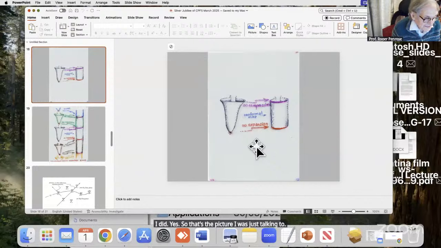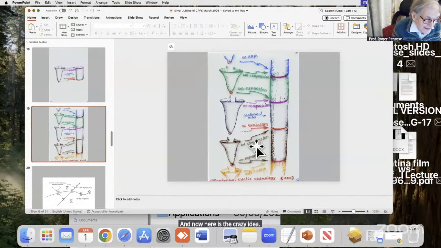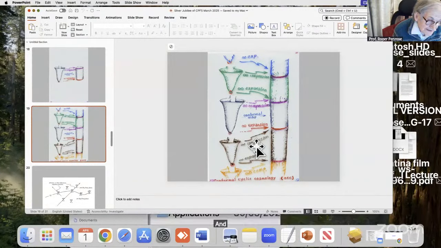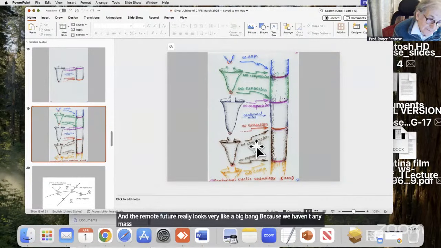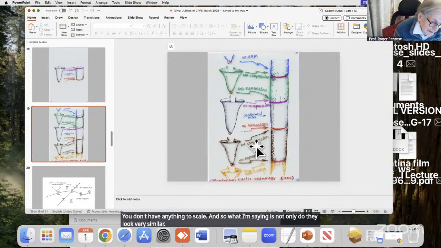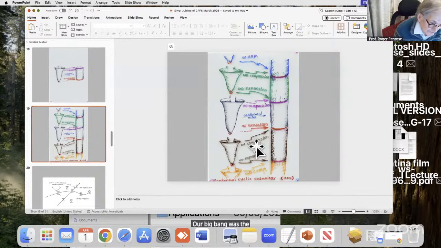And now here is the crazy idea that our aeon, as I'm calling it, from its Big Bang to remote future, because the Big Bang looks very much like a remote future, and the remote future really looks very like a Big Bang, because we haven't any mass at the join. When mass is gone, they do look very different. You don't have anything to scale. And so what I'm saying is not only do they look very similar, our Big Bang was the continuation of the remote future of a previous cosmic eon. So that is the picture which I'm presenting.